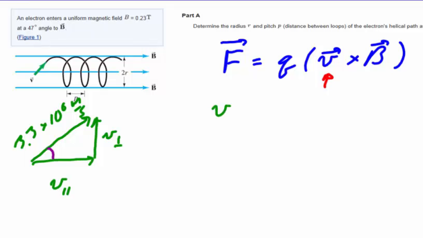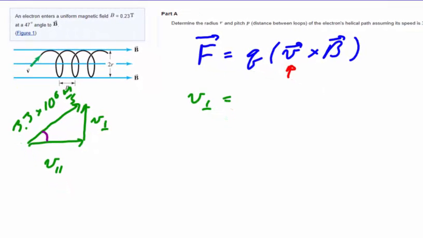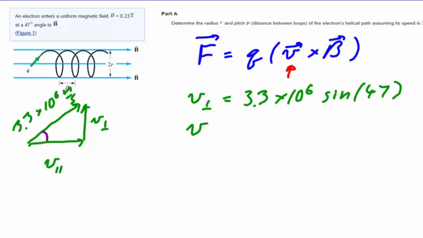Thus we are able to see that v perpendicular is 3.3 times 10 to the 6 sine of 47, and v parallel is 3.3 times 10 to the 6 cosine of 47. When analyzing the circular part of the trajectory, we'll be using the v perpendicular, and when determining the pitch between the loops of the trajectory, we'll be using the v parallel.